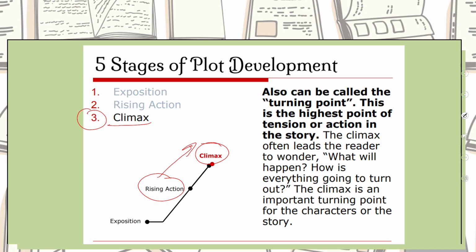Now, the next one is our climax, because with the rising action, we are moving towards the climax, and this is also called the turning point of the story. This is the highest point of tension because the rising actions are leading to a tension or action in the story. The climax often leads the reader to wonder what will happen. What will happen now? The interest of the reader is intact. How is everything going to turn out? The climax is an important turning point for the characters or the story.